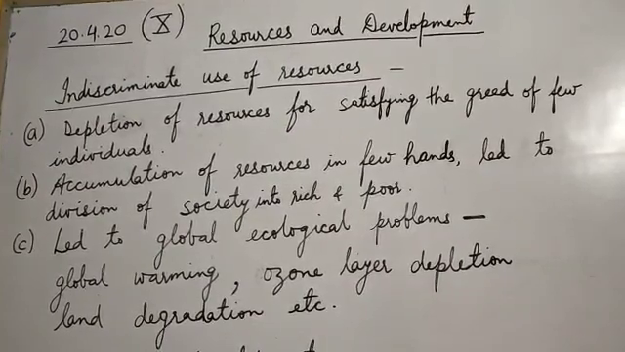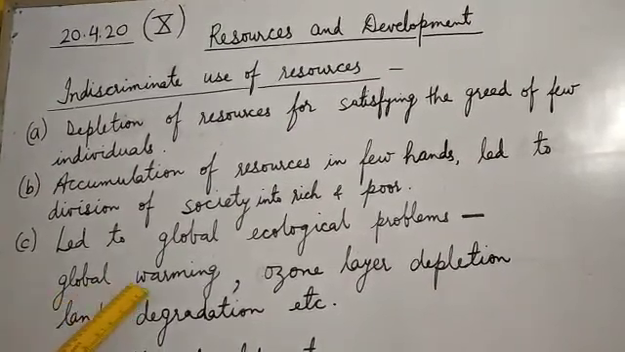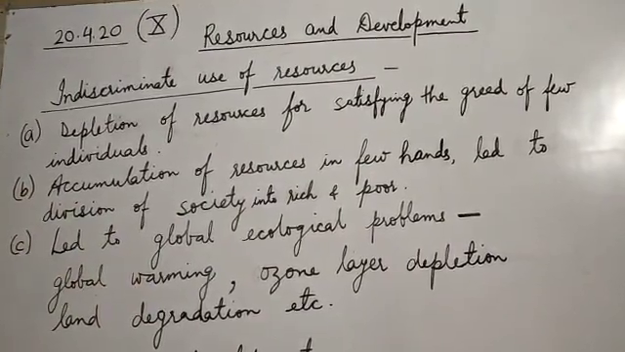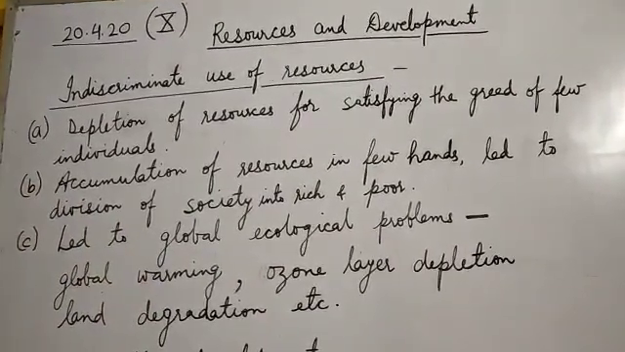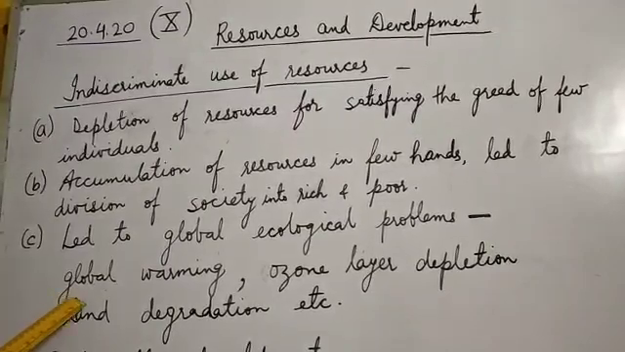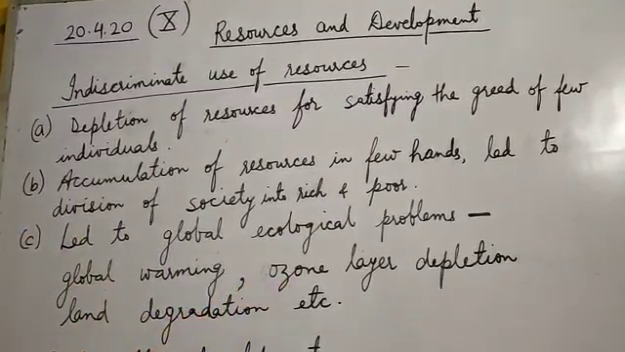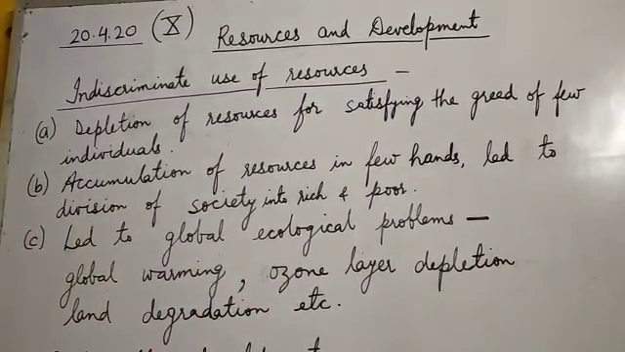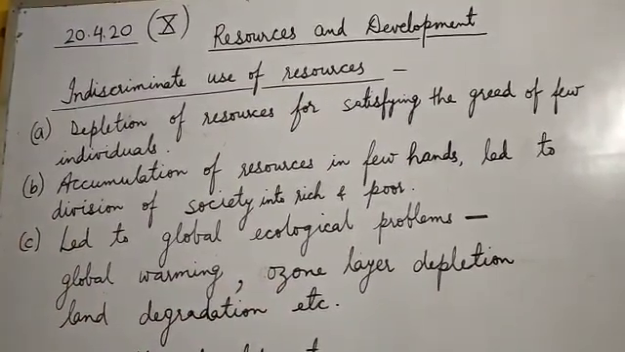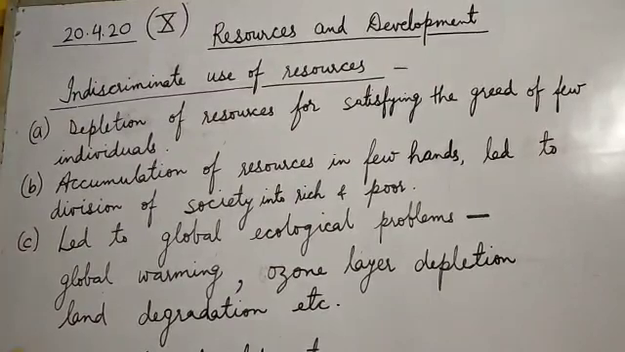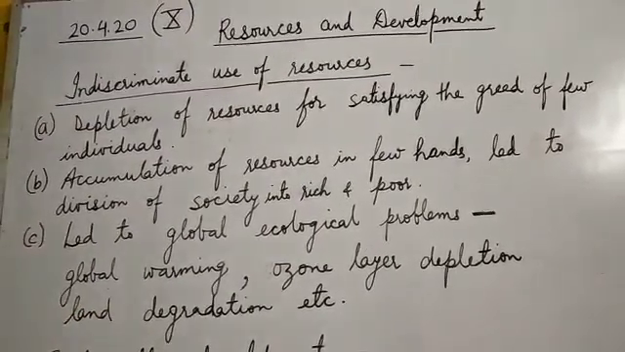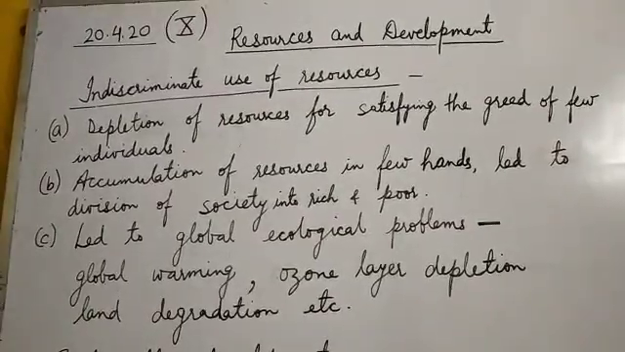The third is it led to global ecological problems. And which are those problems? It is global warming, the temperature of the earth, because of excessive use of these resources, gases and minerals and metals, they are increasing. The ozone layer also has been depleted. We know how important this layer is. It protects us from the UV, ultraviolet rays. And the components of nature like land, soil and water have all been degraded.